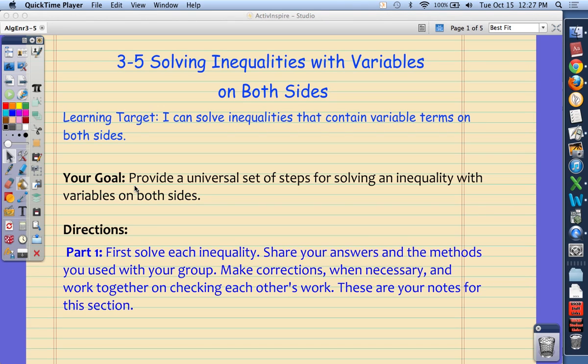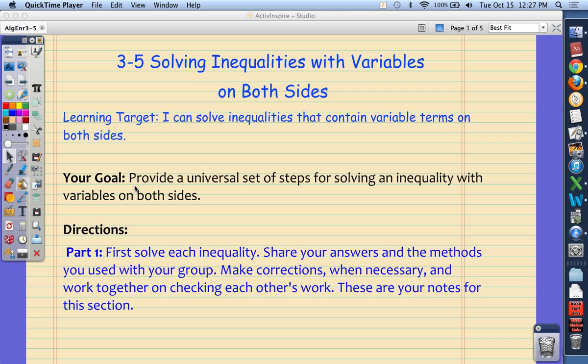We've learned how to solve both single and multi-step equations, and we've also learned how to solve both single and multi-step inequalities. The next thing that we learned about with equations was equations with variables on both sides. That's where we're going with inequalities as well. So copy down your target for today. You should know how to solve equations with variables on both sides.